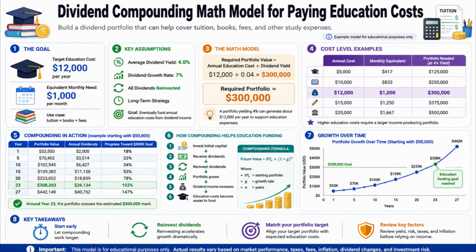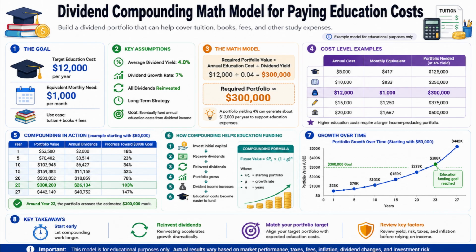If the annual cost rises to $15,000, the target portfolio becomes $375,000. And if the annual education cost is $20,000, the portfolio needed becomes $500,000. Therefore, the higher the education cost, the larger the income-producing portfolio must be. This is why it is important to estimate the future cost of education before setting the investment target.